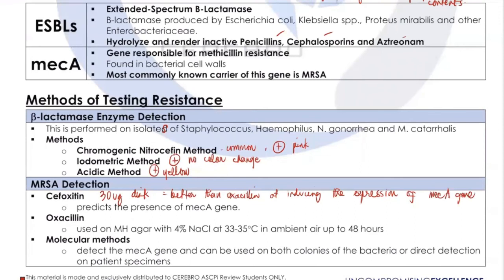Then we also have oxacillin. Pag oxacillin, gumagamit tayo ng 6 microgram disc. Okay? Then this is used on MH agar with 4% NaCl that is incubated at 33 to 35 degrees Celsius in ambient air up to 48 hours. Okay, and of course, our reference method, our molecular method, wherein dinidetect talaga natin yung presence ng MEC-A gene. Okay, so that is for the MRSA detection.